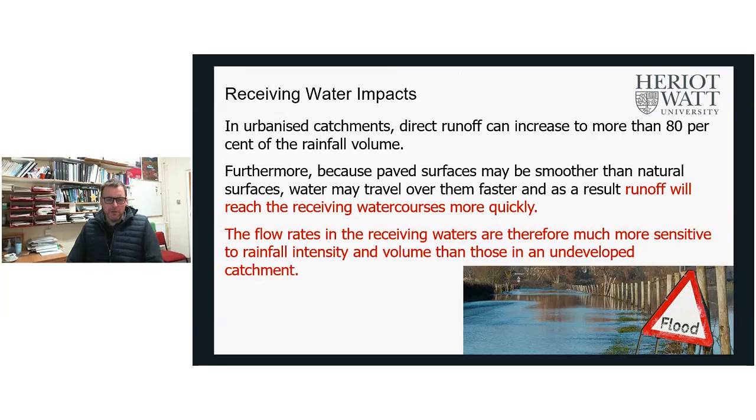So this slide's about receiving water quality impacts. We've spoken about this already, I think.